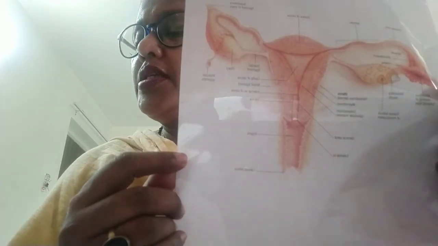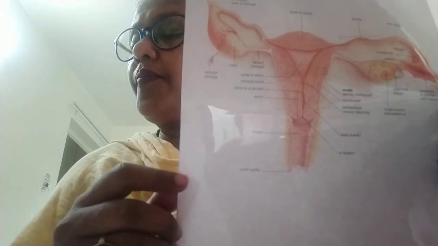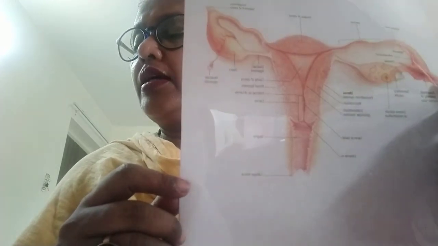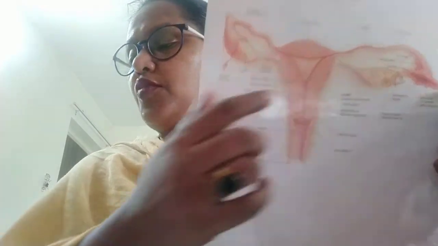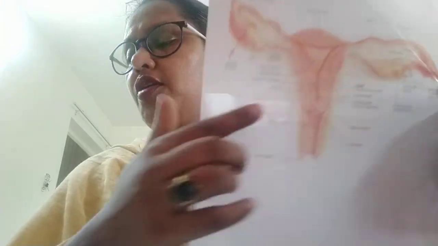The body proper is triangular, as you can see, just like a triangle, and lies between the openings of the tubes and the isthmus. Then comes the structure of the body or corpus.